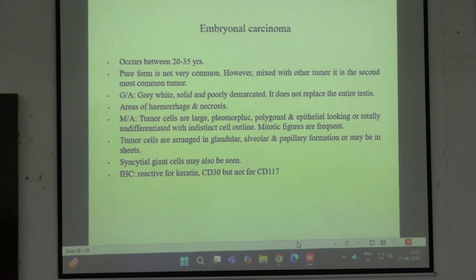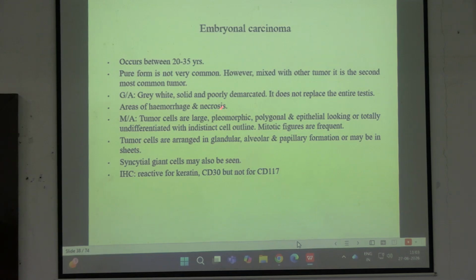Okay, embryonal carcinoma occurs between 20 to 35 years of age. Pure form is not very common. I already told you that there can be mixed germ cell tumors. So embryonal carcinoma most often is present intermixed with other types of germ cell tumors.